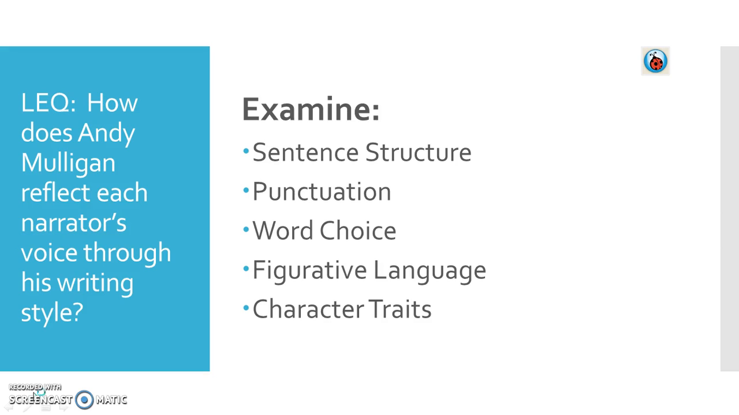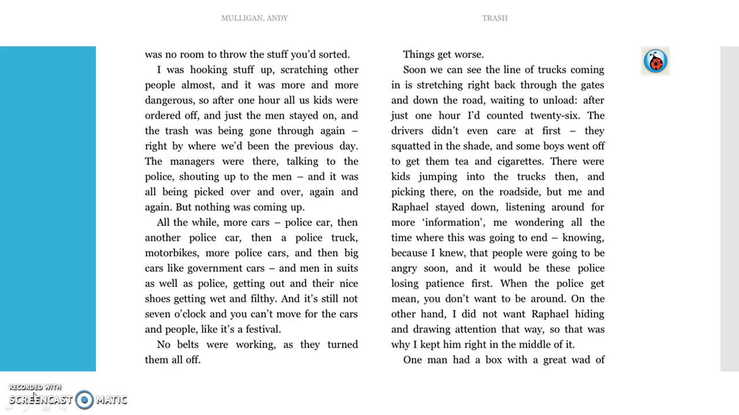So let's take a closer look at an example from the story. This is early in the story when the police first come to visit the boys in Bahala. But if you take a look at these 2 pages in your story, there are a few things that jump out to me first. And the first one is this paragraph down here at the bottom. All the while, more cars, police cars, then another police car, then a police truck, motorbikes, more police cars, and big cars like government cars. And men in suits as well as police getting out in their nice shoes, getting wet and filthy, and it's still not 7 o'clock and you can't move for the cars and people like it's a festival.